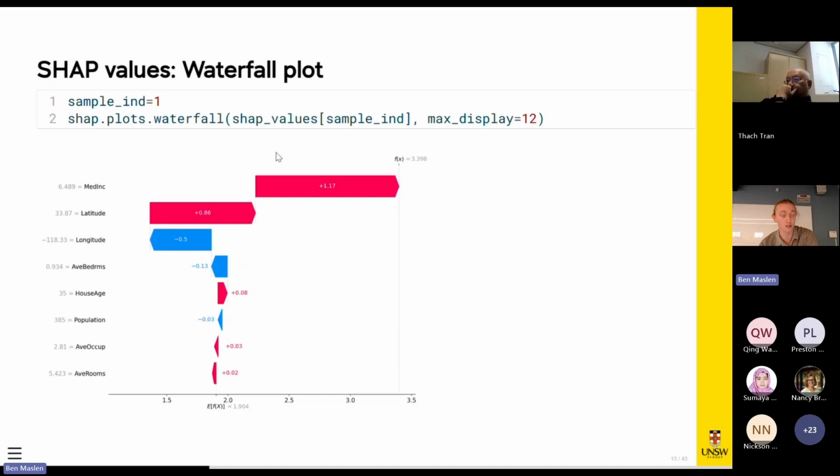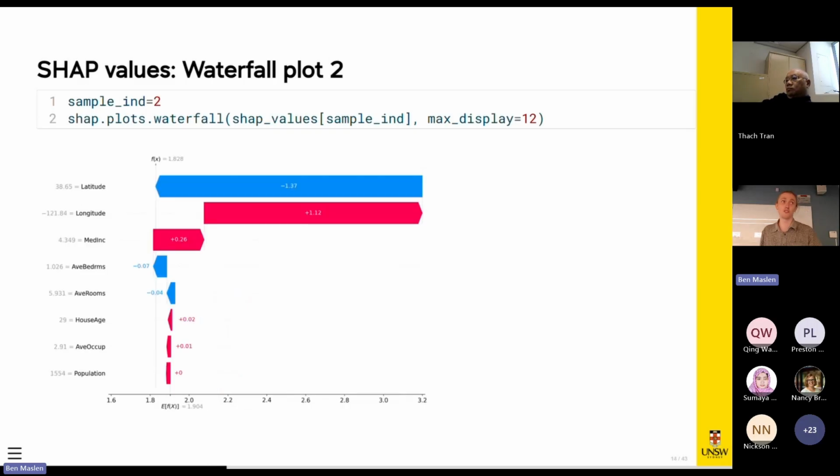And now we get into the factors that are really driving what's going on for this particular sample. The longitude decreases our prediction, the latitude increases it, and median household income, $64,000 as a median household income, it's pretty high. That's increased our prediction quite a lot to make us end up at this very high predicted value of $339,000 US dollars as the median house price.